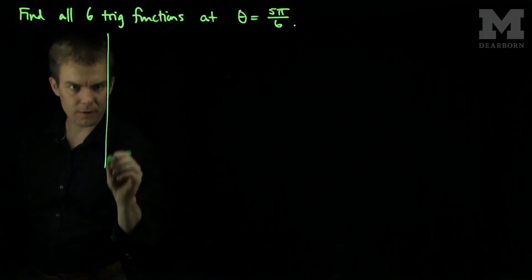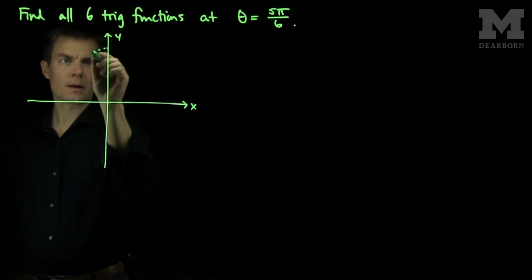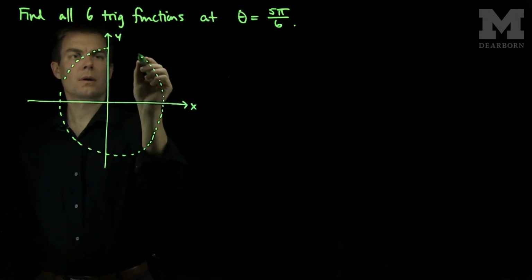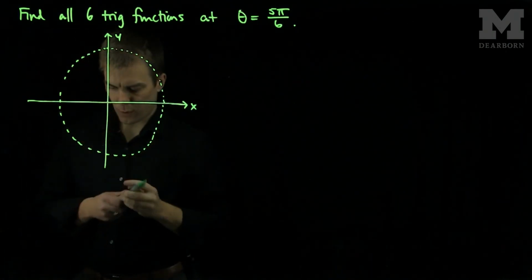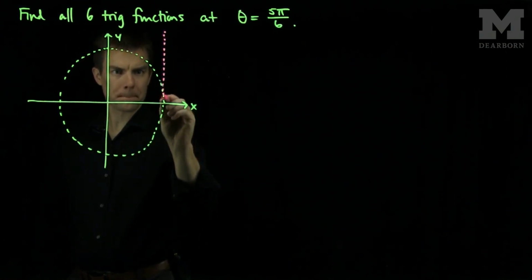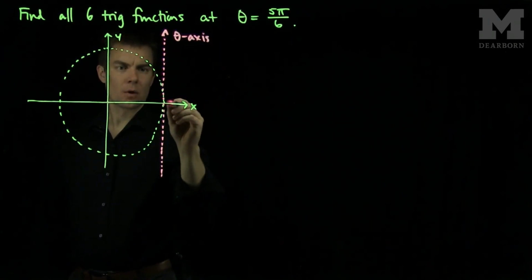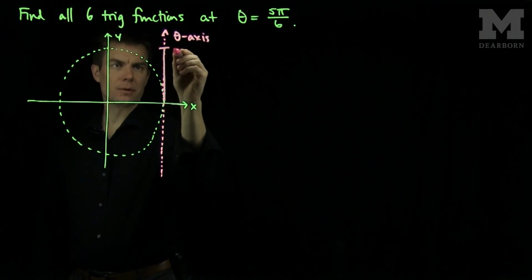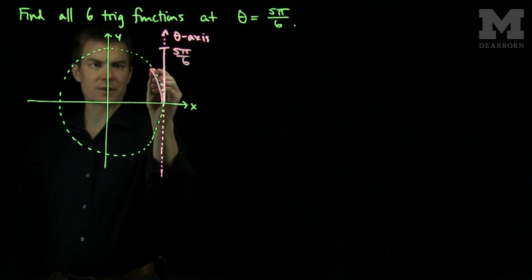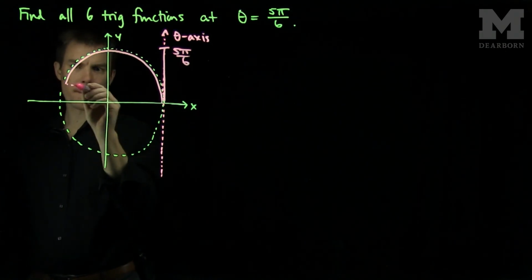So we will use our wrapping function. We will draw the unit circle. Here is x, here is y. Here's our unit circle. And we will plot our wrapping function. Here's our theta axis. We will go from 0 up to 5 pi over 6, and we will wrap it around. And when we wrap around 5 pi over 6, we'll get to this value over here.